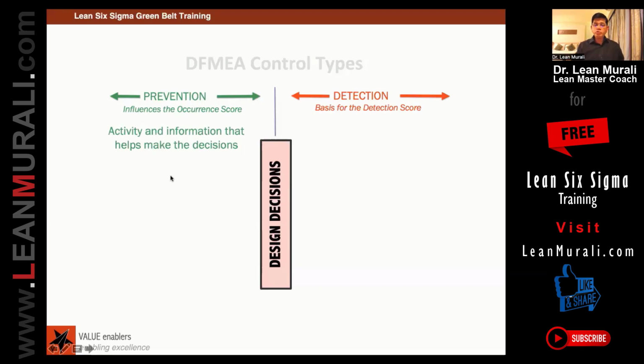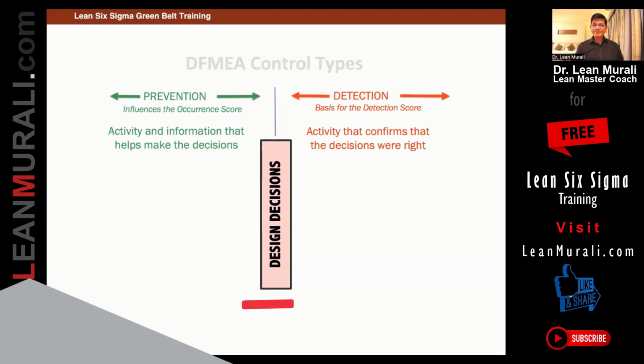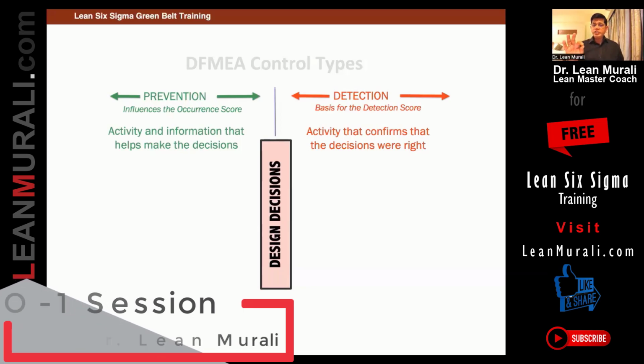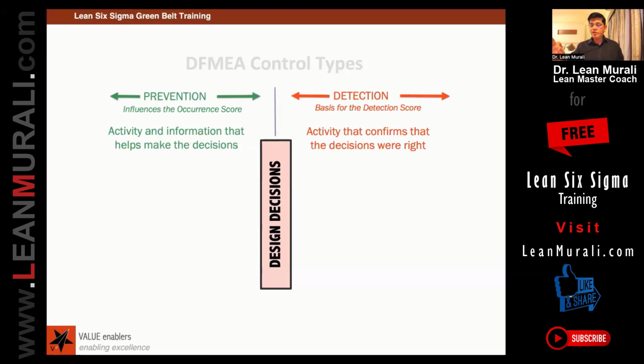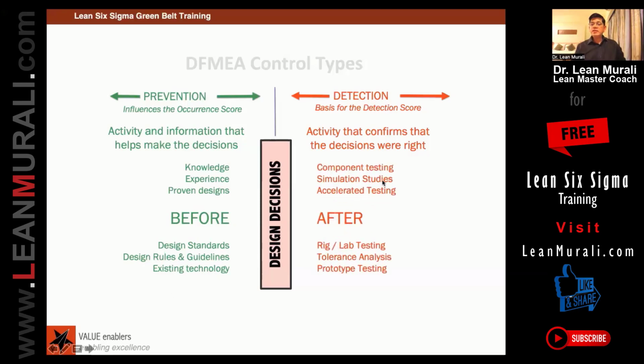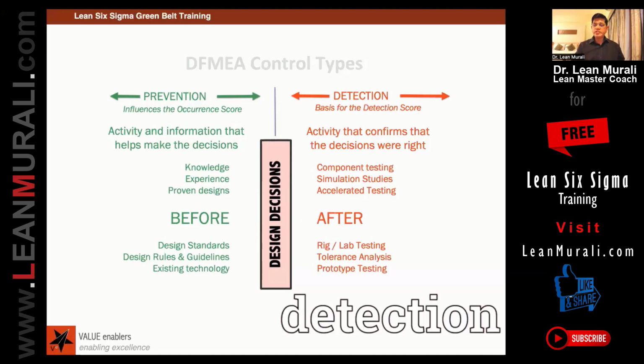Prevention is activity and information that helps to make decisions, and detection is activity that confirms whether the decisions are right or not. For example, knowledge, experience, proven design, design standards, design regulations, existing technology, all that is preventive. Whereas component testing, simulation testing, accelerated testing, rig or lab testing, tolerance analysis, and stuff like that, these are all related to the detection type.